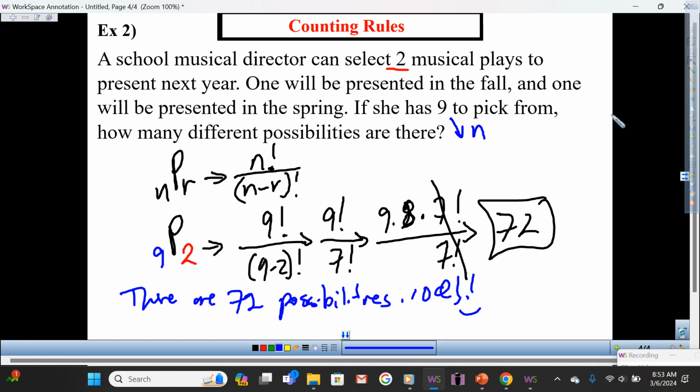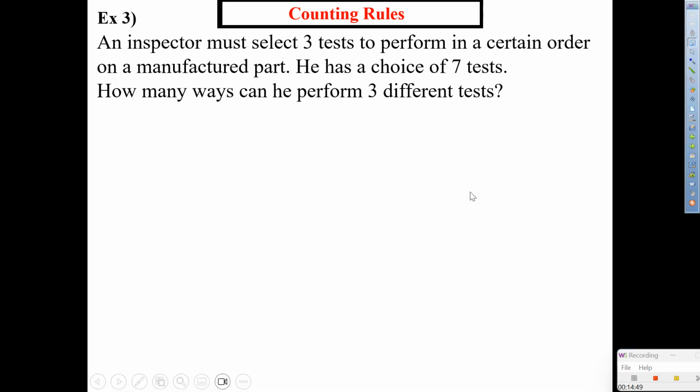All right. So as you're sending that in, problem number 3. Don't copy it. Just write example 3. Start from the formula. From the formula, identify your N, identify your R, and answer the question in the statement, please. And it reads, an inspector must select three tests to perform in a certain order on a manufactured part. He has a choice of seven tests. How many ways can he perform three different tests? I'll give you a head start.